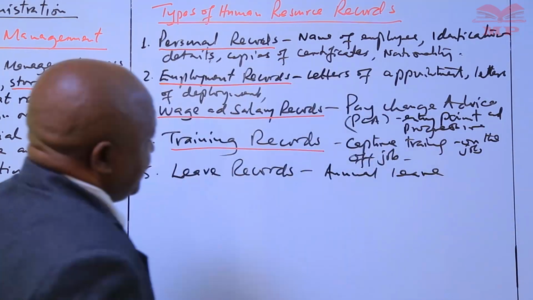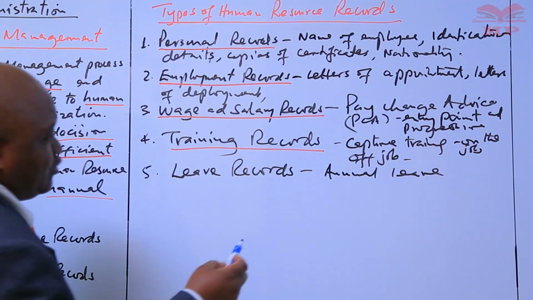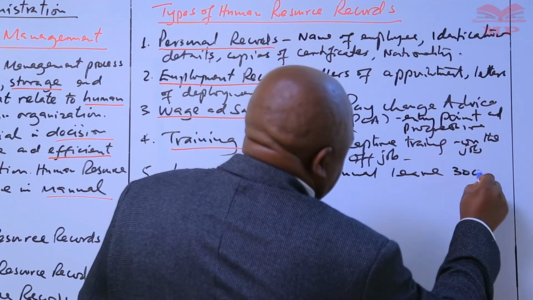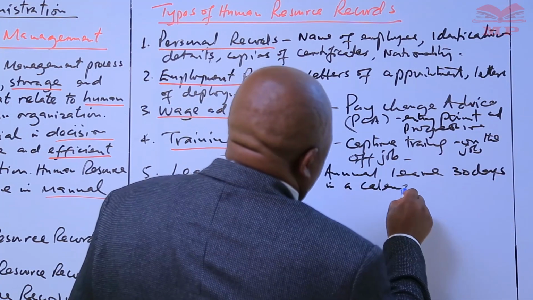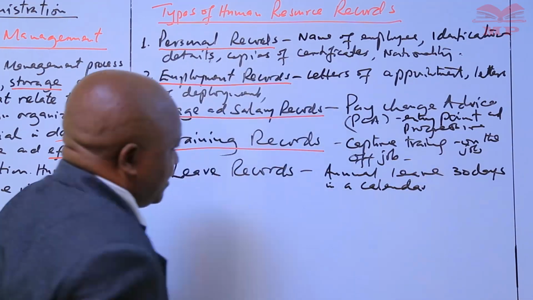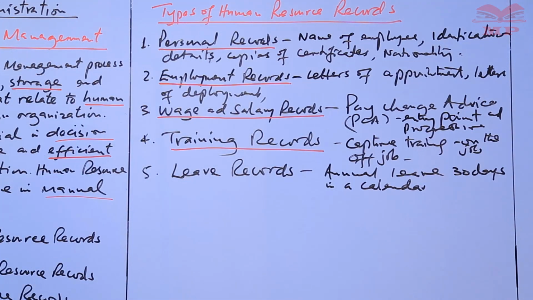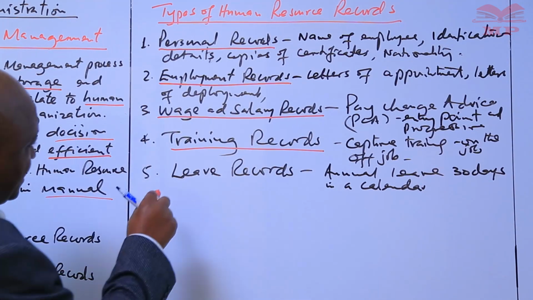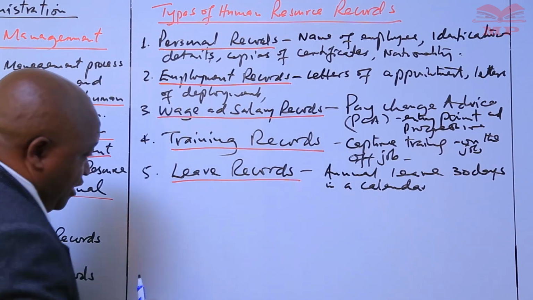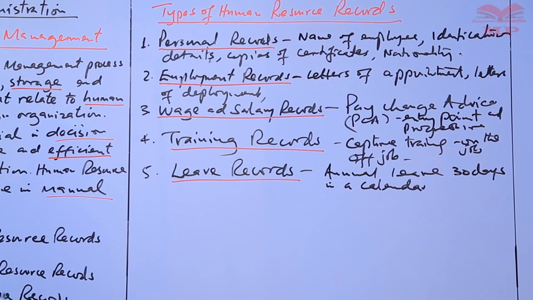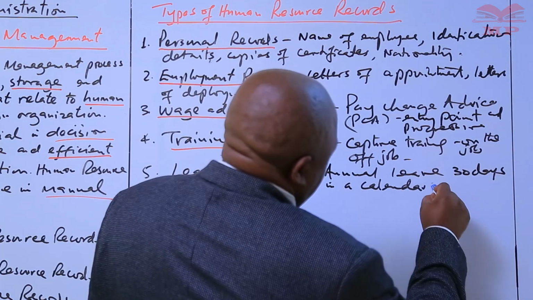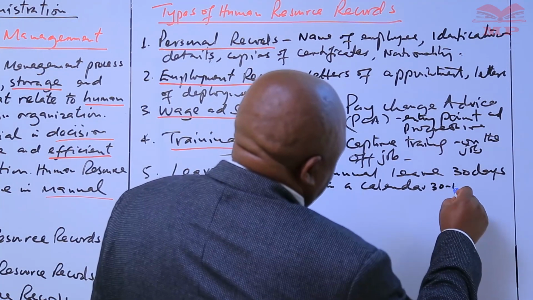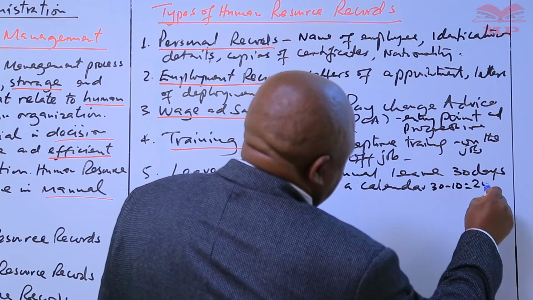So as we have indicated previously, this employee could be entitled to say 30 days in a calendar year. So the employee could have, for example, enjoyed 10 days. So the leave records that are going to be maintained, whether electronically or manually, may indicate that this particular employee has enjoyed from the 30 days, has enjoyed 10 days, and the leave balance is 20 days.